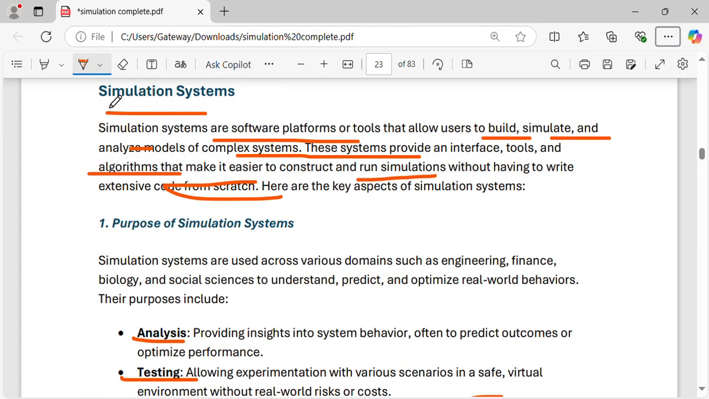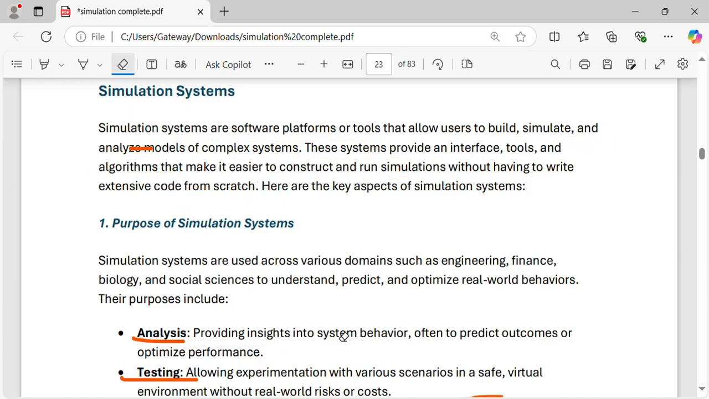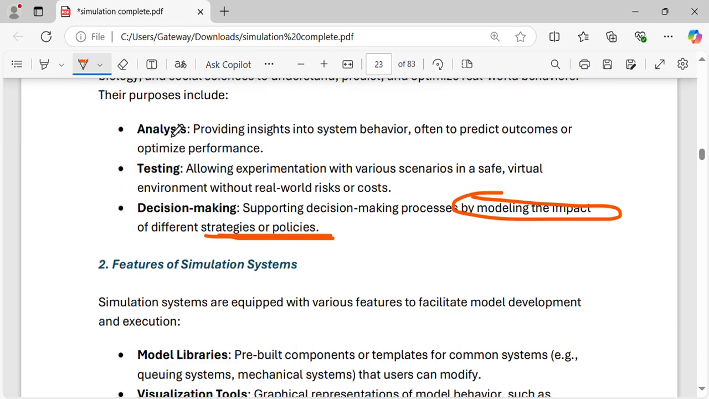So let's talk about simulation systems and languages. And what is a simulation system? Basically, a simulation system is a platform that allows users to build, simulate, and analyze models of complex systems, right? There are purposes of simulation systems. The first purpose is so that you can analyze your system, analyze your simulation, test them out, and make important decisions based on those simulations.